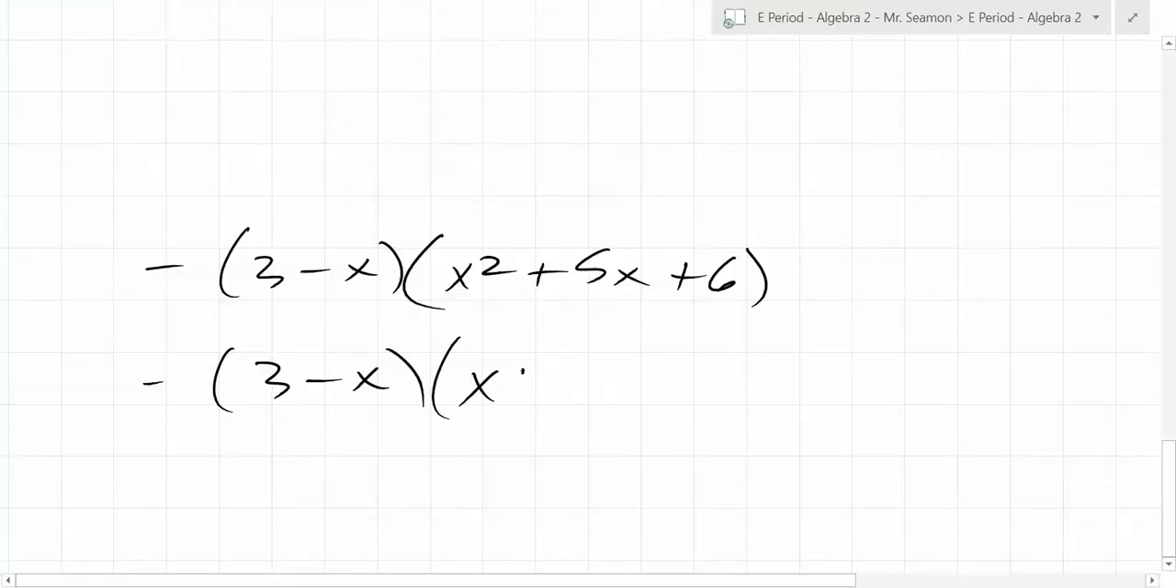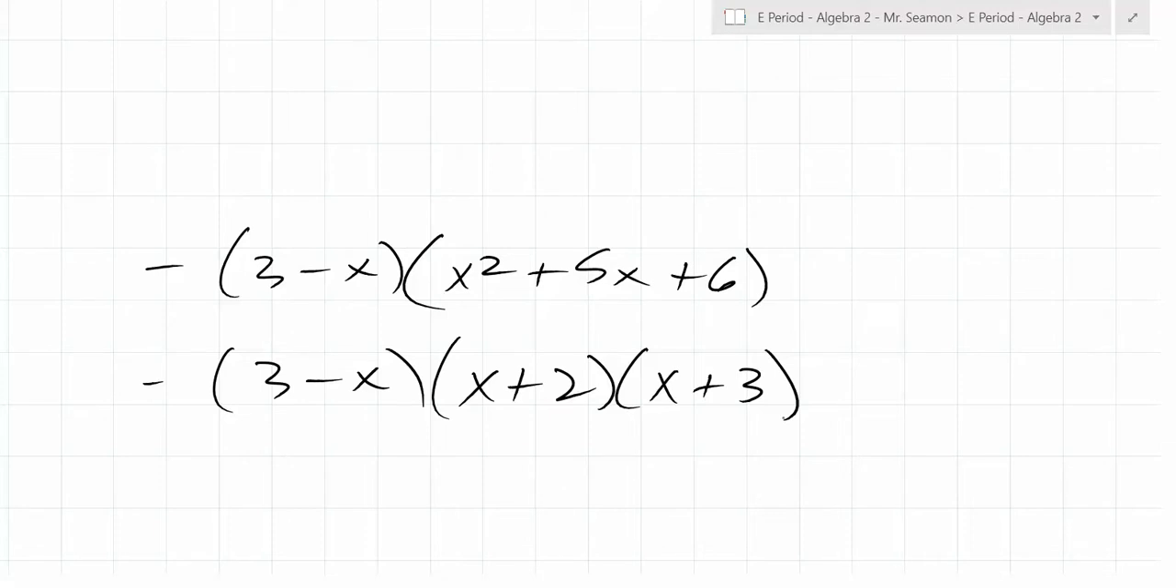Times what? X plus 2 times x plus 3. You would just look like that. It would be 3 things. I kind of assumed that's where this one was going. Yeah. I kind of assumed it, yeah. Basically, they just wanted you to do this and clean it up. That's it.